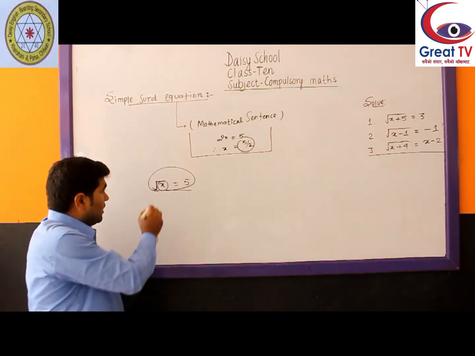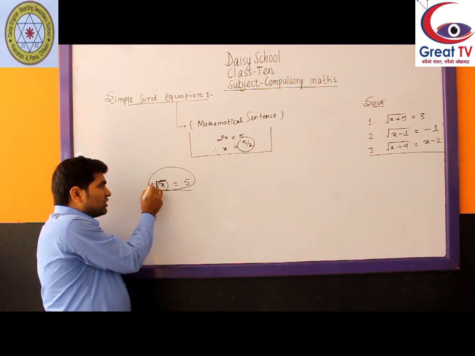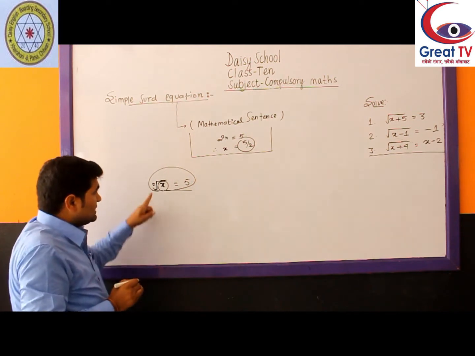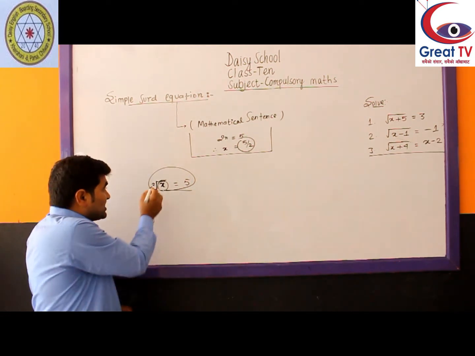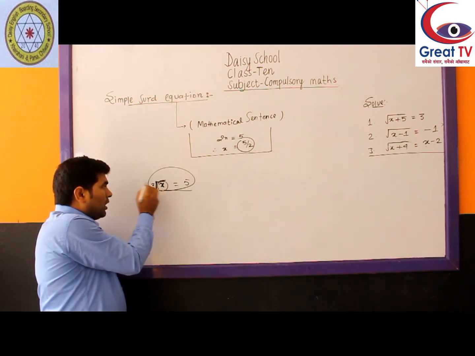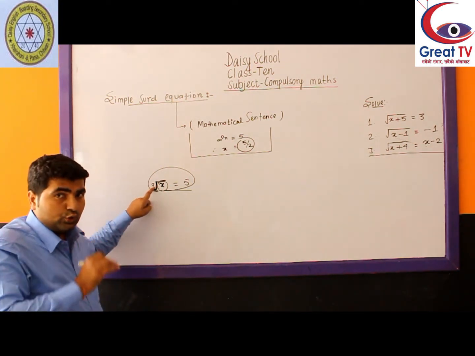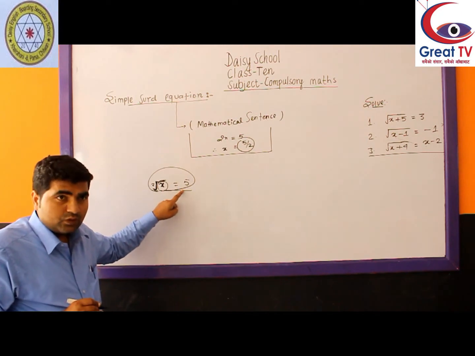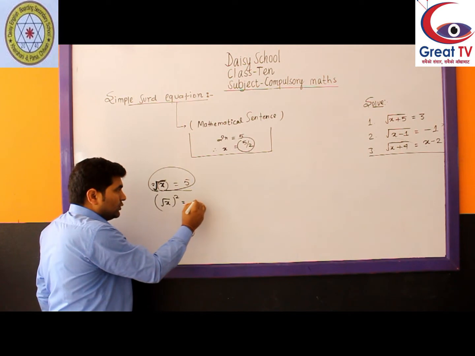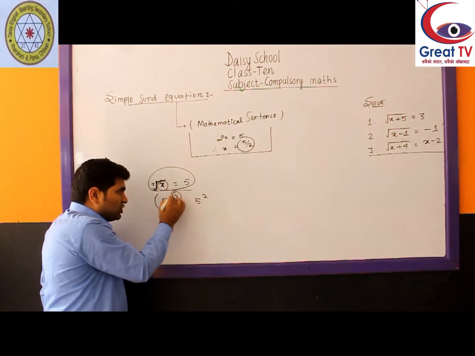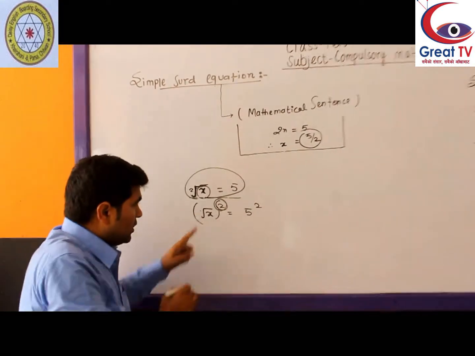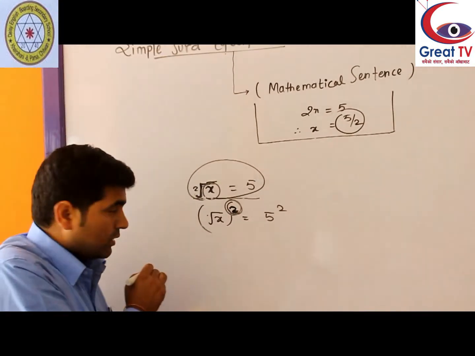For that, here the order of the surd is 2. When you find the value of x, you square both sides to cut this radical sign. We should give the power 2 on both sides of this equation. Here root under x squared equals 5 squared. Why do we put 2 here? Because the order of the surd is 2, so power 2 here.